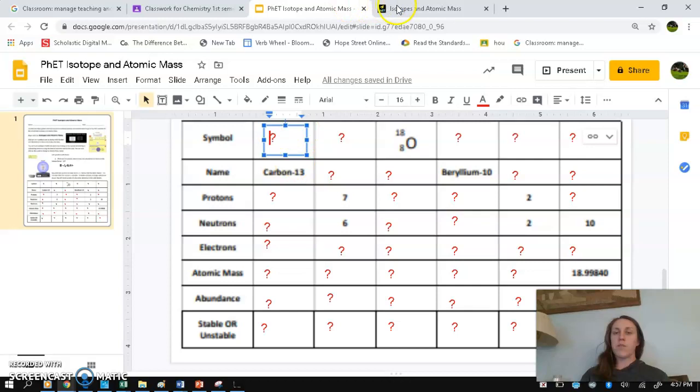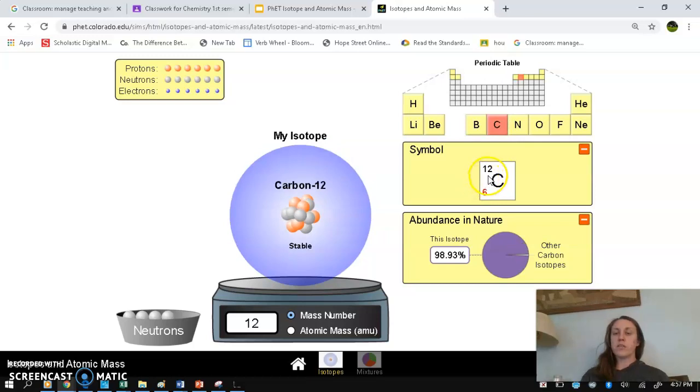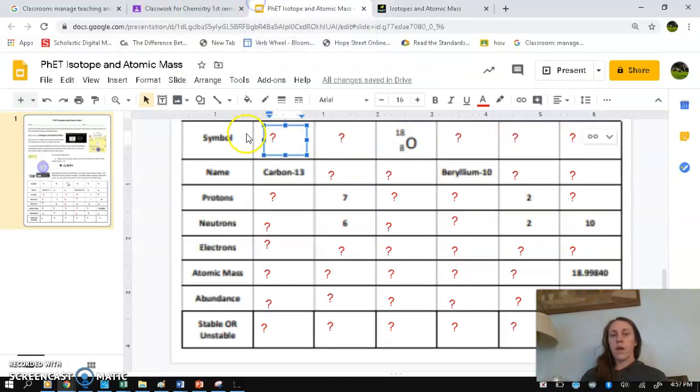So we see it's carbon 13. So I'm going to click here and I'm going to go to carbon. But if you notice that that's carbon 12, I need to make it one more. And oh, I've got carbon 13. And that's from you being able to play with it. Okay? All right, so we have carbon.